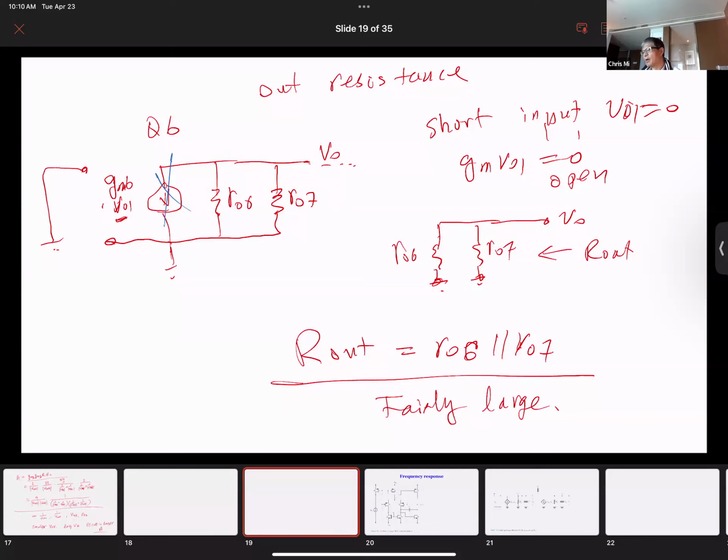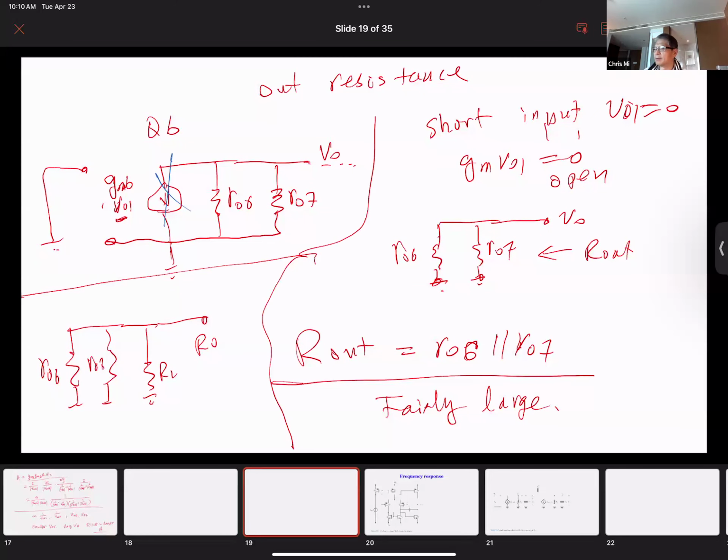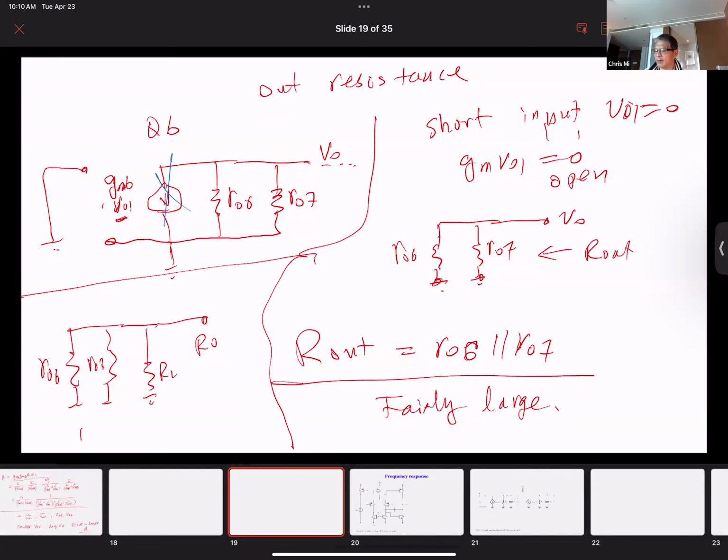So it's really good. But of course, the other thing is that if in the future we have some load connected, the whole thing is going to change. If you have a load resistance connected, your output resistance would really depend on the substrate. So your output resistance RO will be RO6 in parallel with RO7 in parallel with RL.